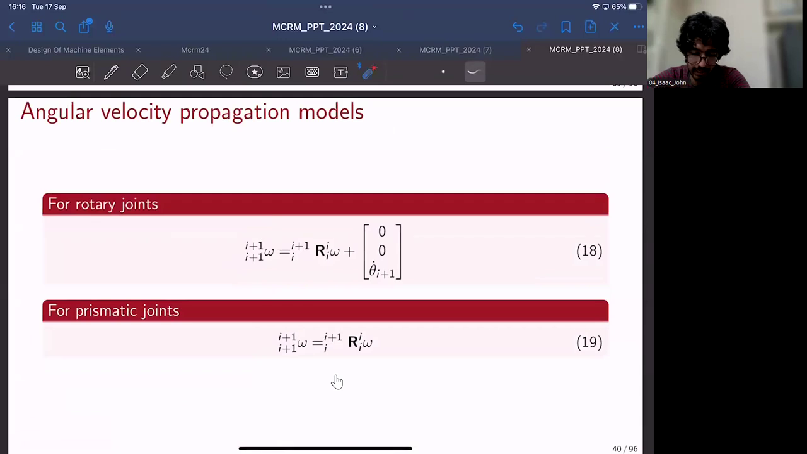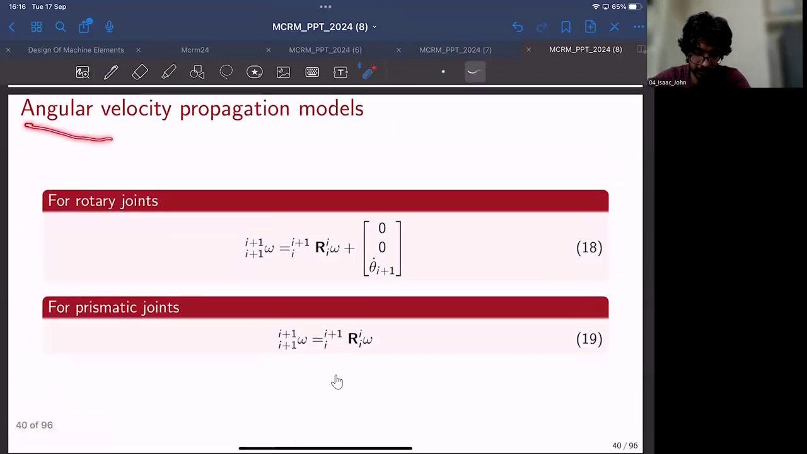And yeah, during this week itself, we have seen the propagation of angular velocities. So there are angular velocities as well as linear velocities. We have to propagate the velocities from the base all the way to the end effector. Propagation of velocities in the forward direction is governed by this equation. This is nothing but the angular velocity propagation for rotary joints and for prismatic joints. For prismatic joints, this term does not exist because it corresponds to the rotary motion of the current joint, so it does not exist for a prismatic joint.